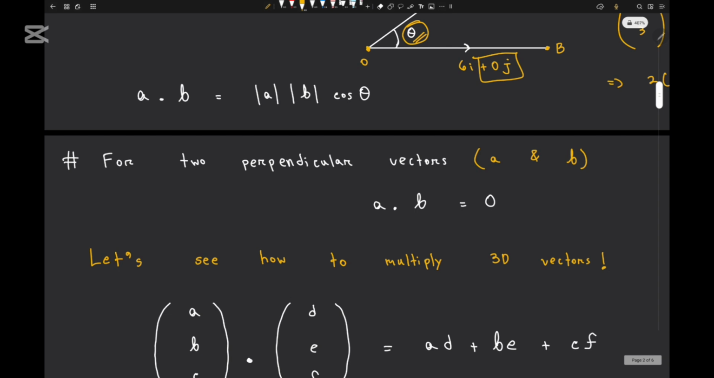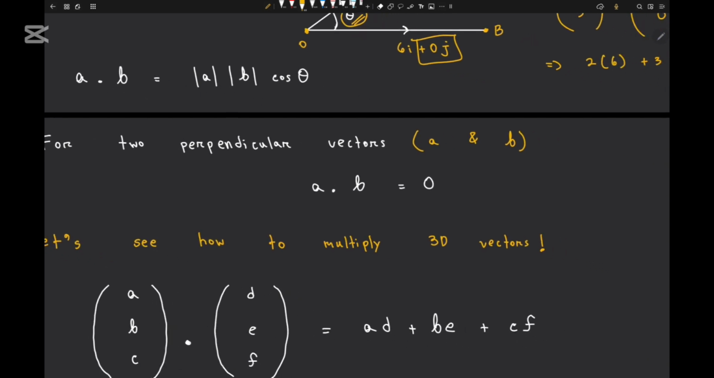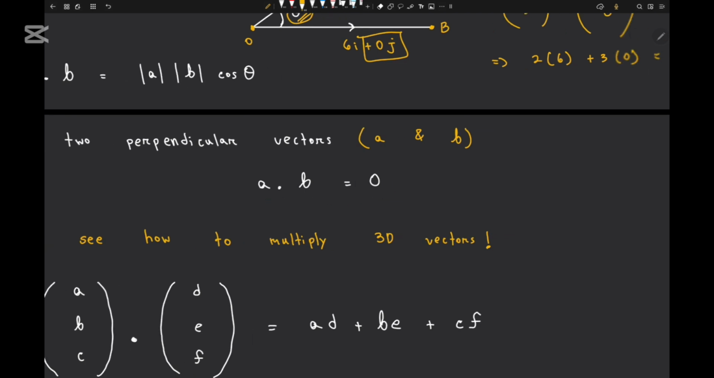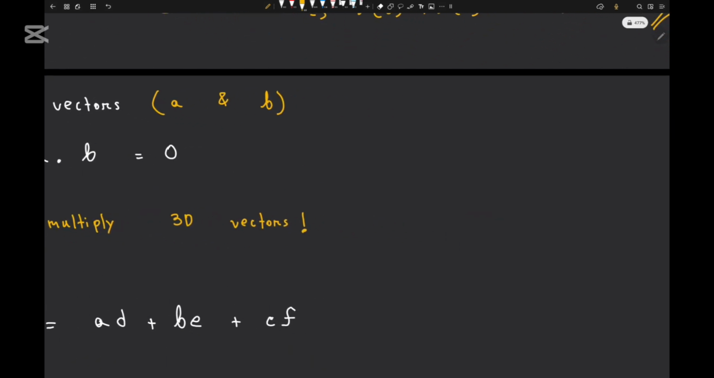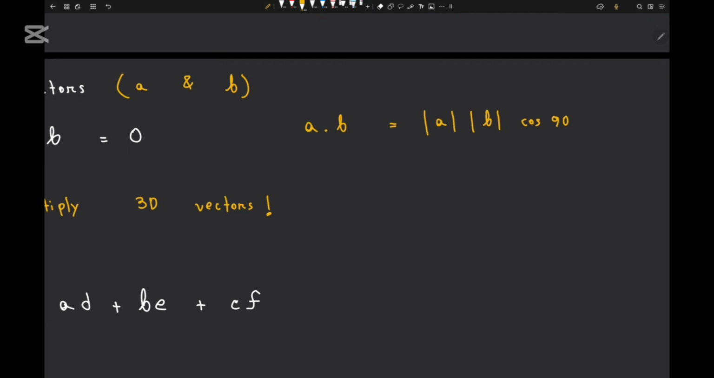Now if we have two perpendicular vectors, the product of the vectors will always be equal to 0, because if you apply the scalar product, which is a times b equals modulus of a times modulus of b cos 90. Why is it 90 degrees? Because these two vectors are perpendicular. We know that the value of cos 90 is 0, so the product of the vectors will always be equal to 0.